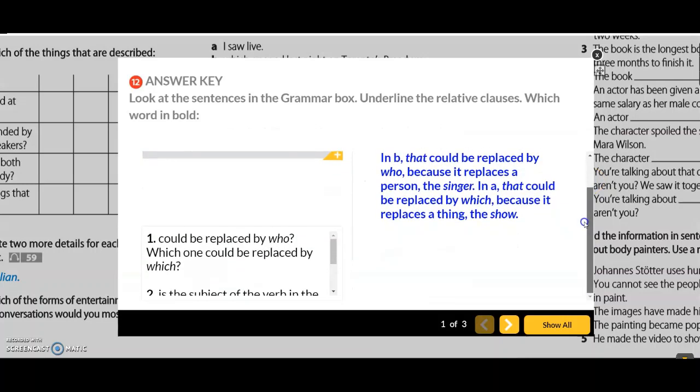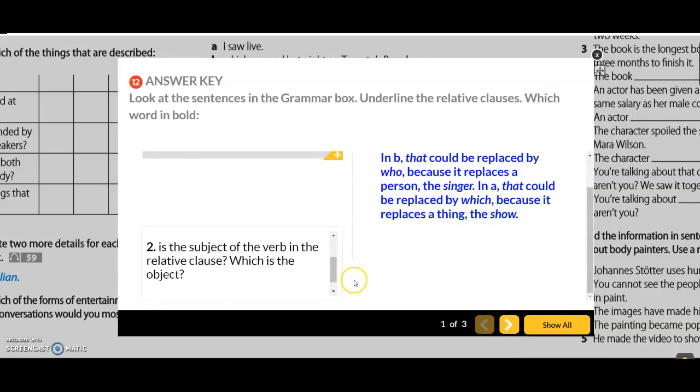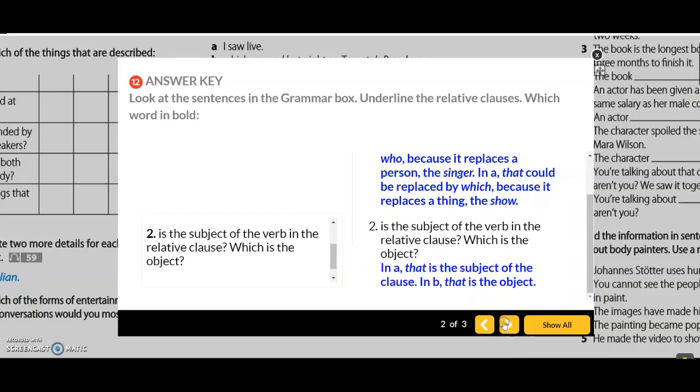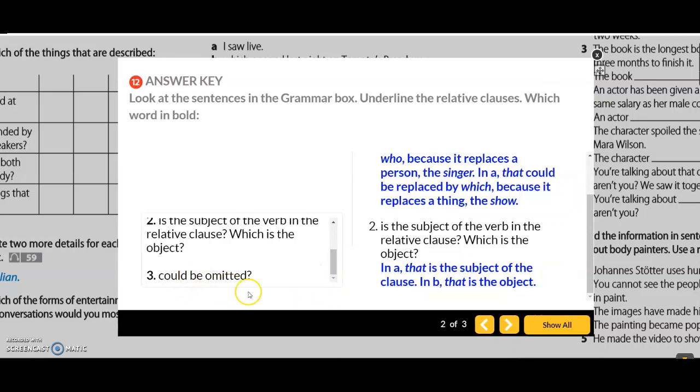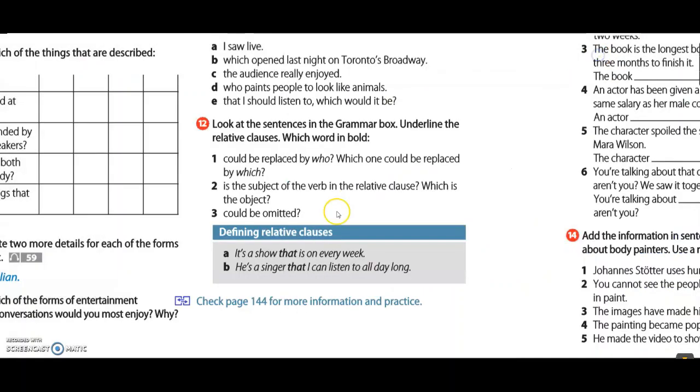Okay, guys, now we will go to the second one. Is the subject of the verb in the relative clause, which is the object. Let's check the correct answer. The correct answer would be in A, that is the subject of the clause, in B, that is the object. Let's go to the third one. Could be omitted, and it will be B. He is a singer I can listen to all day long. So those would be the correct answers.